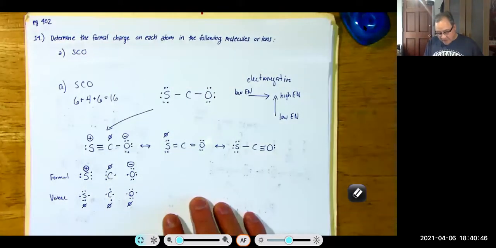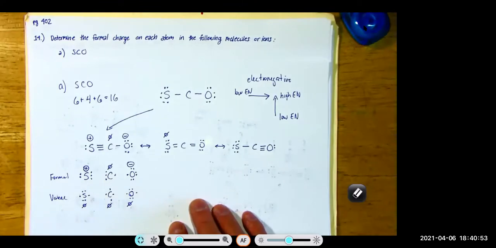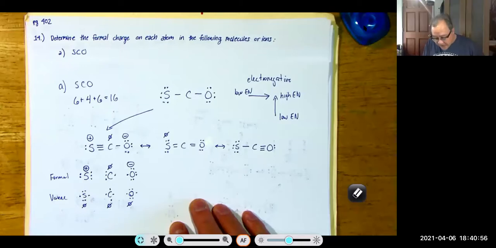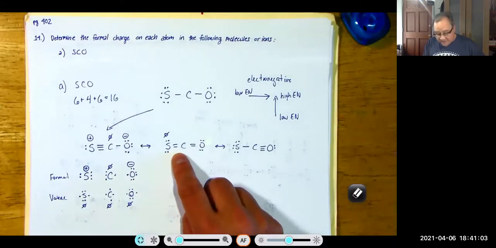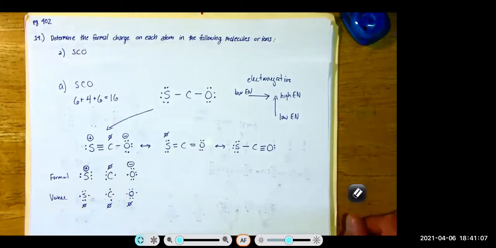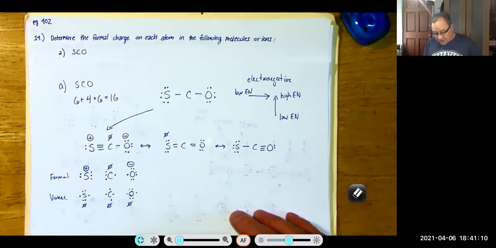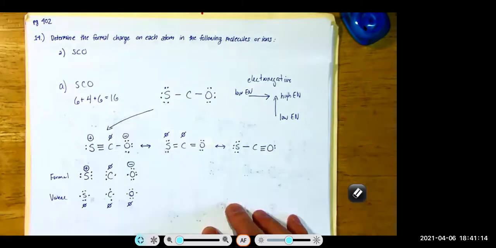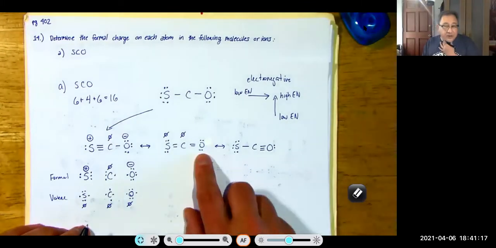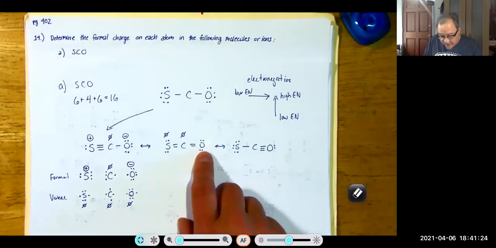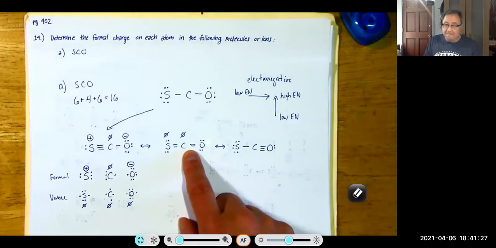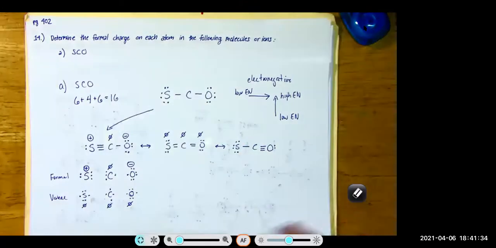How about this carbon? How many should it have if it were a neutral carbon atom by itself? 4. Now here it's got 8, but they're all bonding electrons. So how many of these electrons does carbon get out of these 8? 4. And it should have 4, so what's its formal charge? 0. This oxygen is in group 6A, so it should have 6 valence electrons. It outright owns these 4. It owns half of these 4, so that's 2. 2 plus 4 is 6. Formal charge is 0.